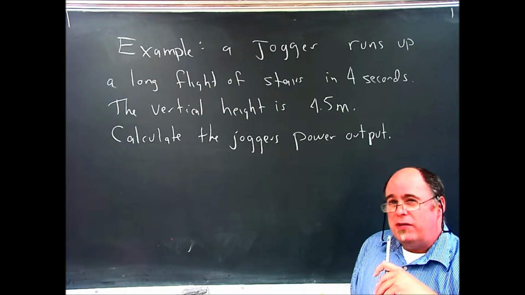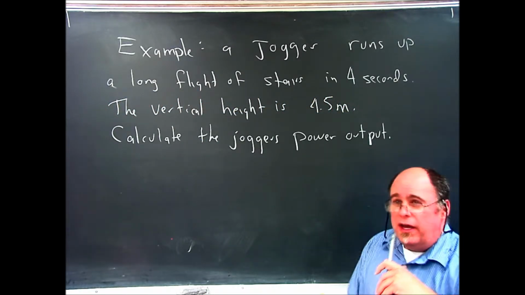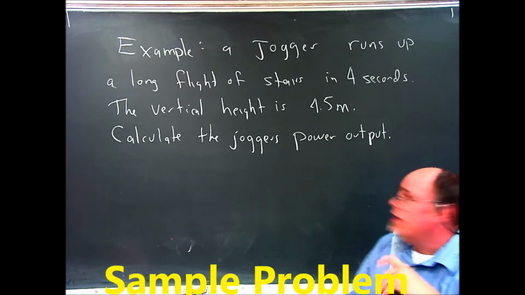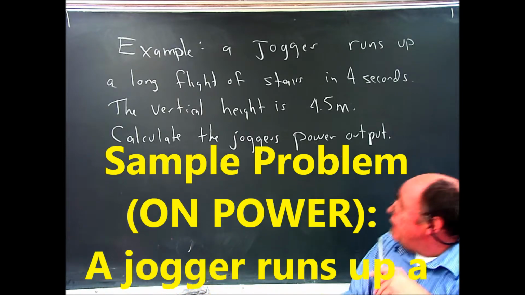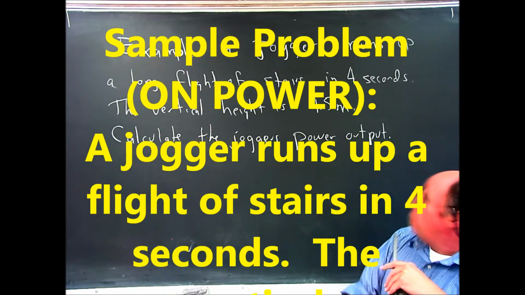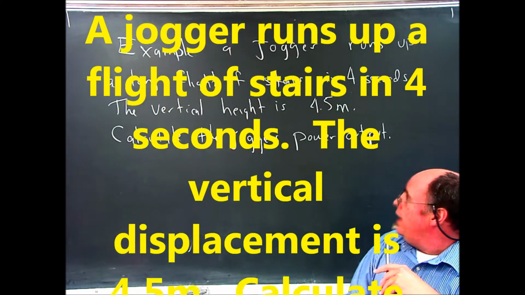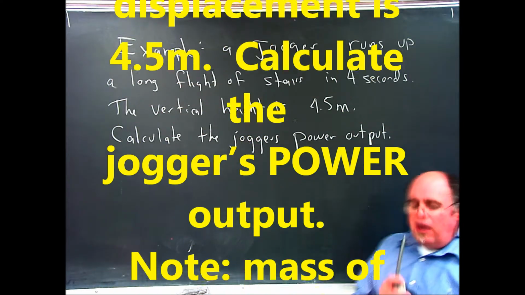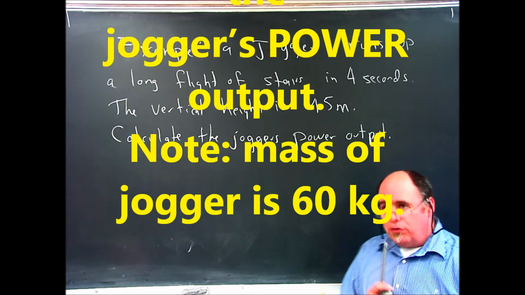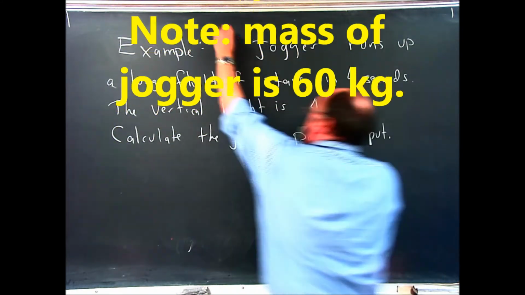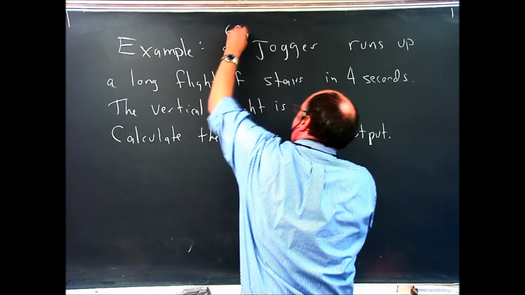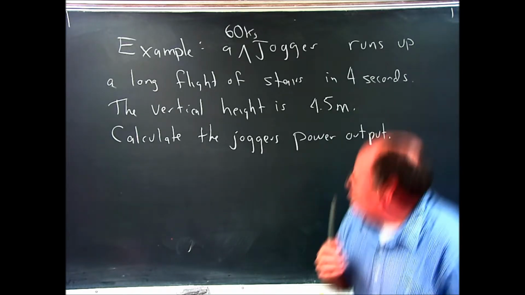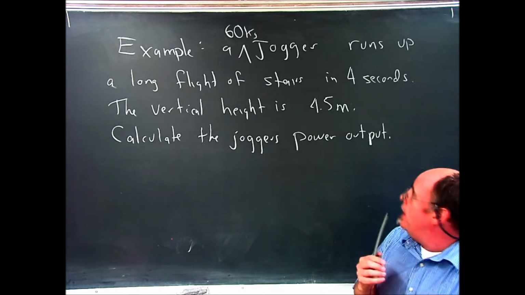The problem behind me is dealing with power, and it's a common type of problem you'll see in the textbooks and in standardized physics testing. It says that we have a jogger who is running up a long flight of stairs in 4 seconds. The vertical height of those stairs is 4.5 meters. It says calculate the jogger's power output. I forgot to write one thing up there. It should say a 60 kilogram jogger runs up a long flight of stairs in 4 seconds, and the vertical height is 4.5 meters.